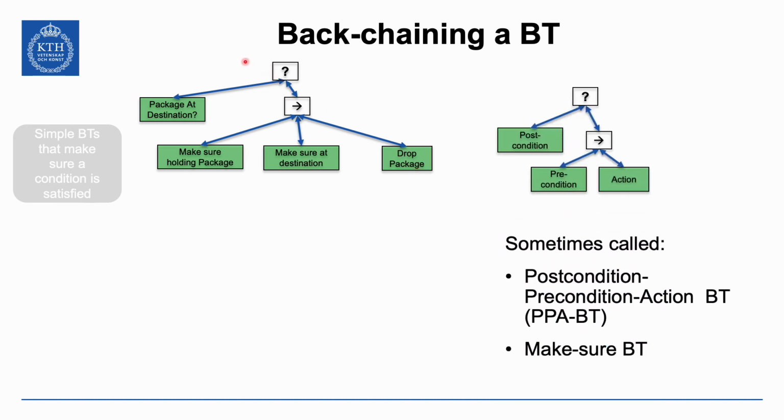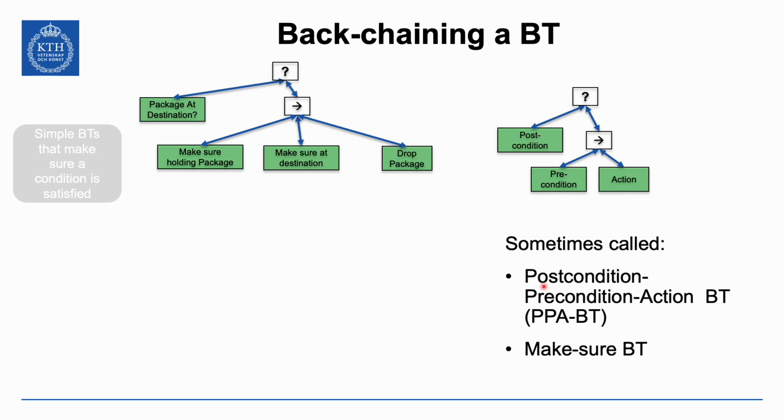And this can be seen as a special case of this general setup. We have some post condition here, which in this case is package at destination. Then we have an action down here that achieves it, dropping the package will get it to the destination. And then we have some preconditions for that action. So before we can drop the package to get it to the destination, we need to hold the package and we need to be at the destination. When these two preconditions are satisfied, this action will achieve the post condition.